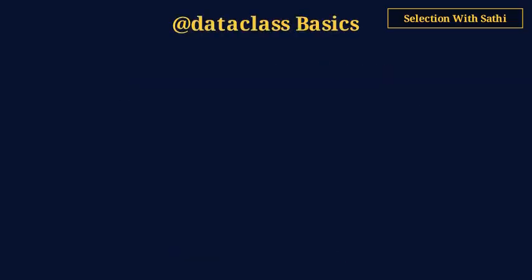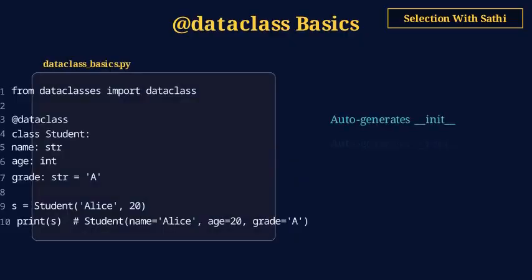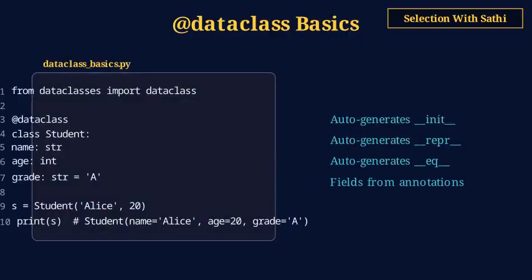The @dataclass decorator is Python's built-in way to create structured classes. You annotate fields with types like name: str, age: int. Python auto-generates __init__, __repr__, and __eq__ from these annotations. You can set default values just like function parameters. This eliminates pages of boilerplate code.